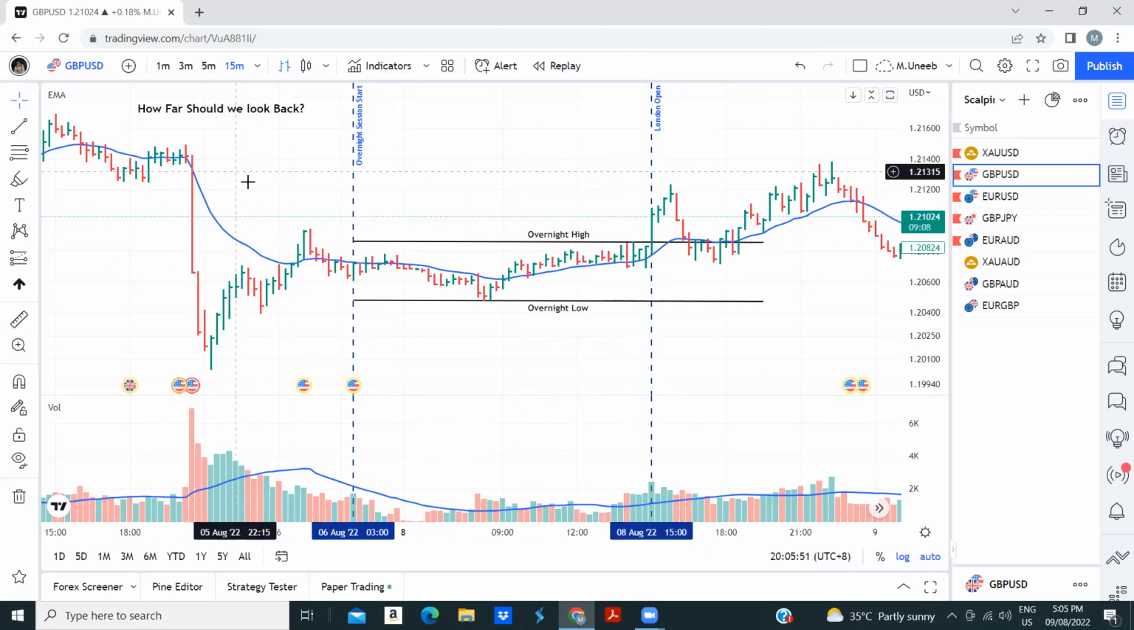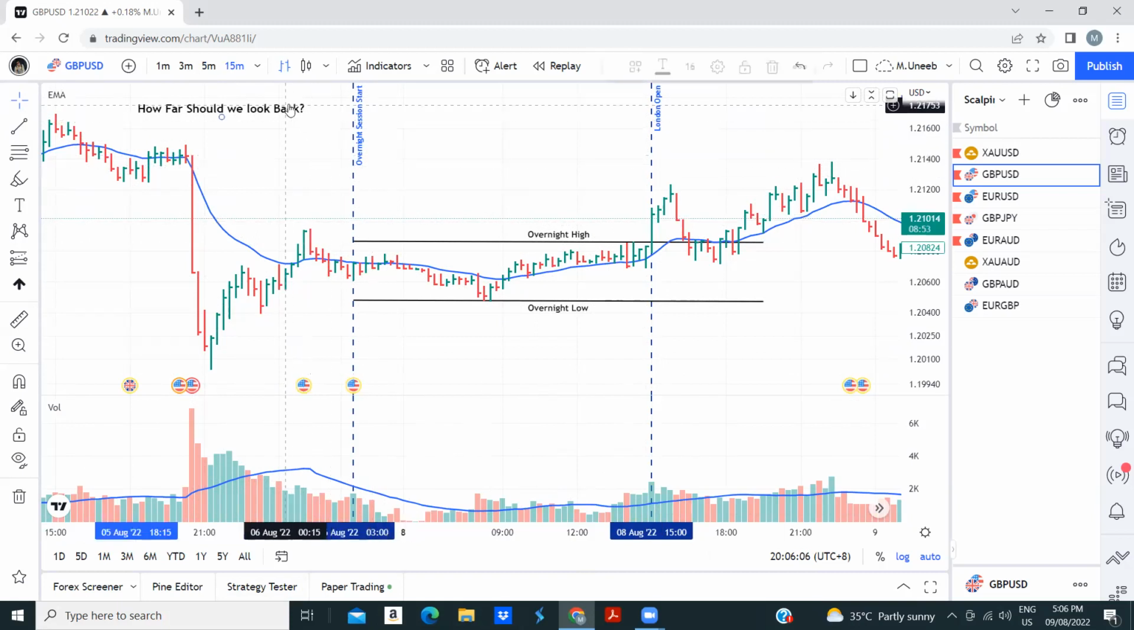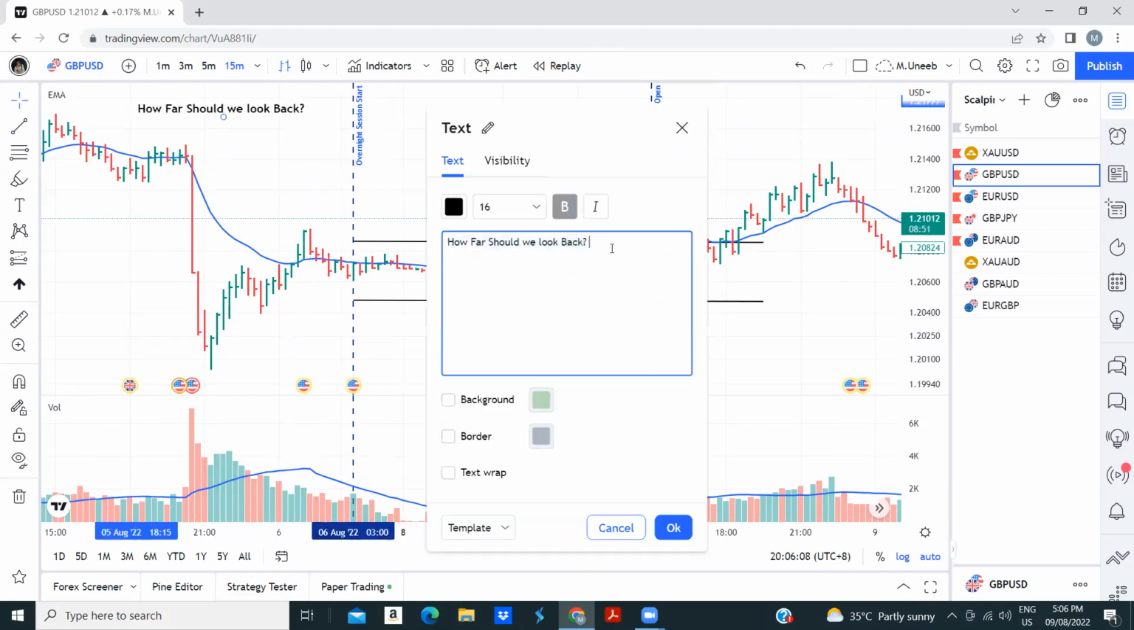So how far should we look back? Should we look from here? Should we look from here? Which part? My point is you should look back from the point when the New York session was open. The answer is from New York open of last day. Got it?